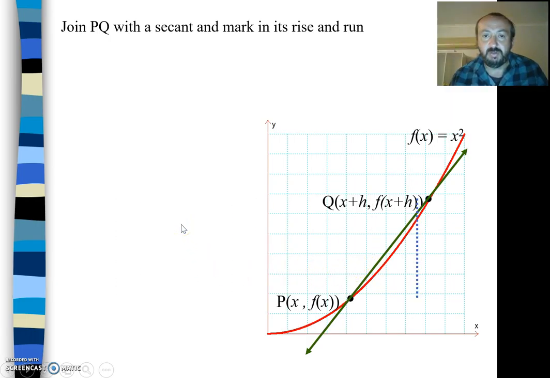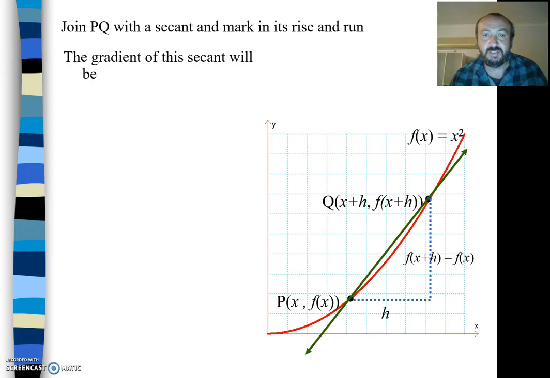So join there. If you have a look, it's marking out that distance there is h, because that point there is x, and this one here is x plus h. So that difference there is h. And this distance here is f of x plus h minus f of x. So we've got the rise and the run there, which is going to be handy.